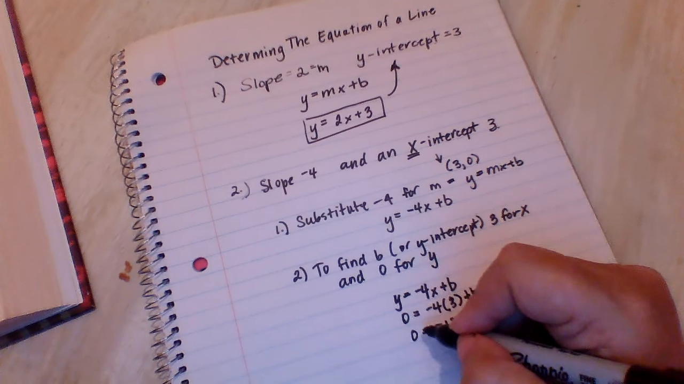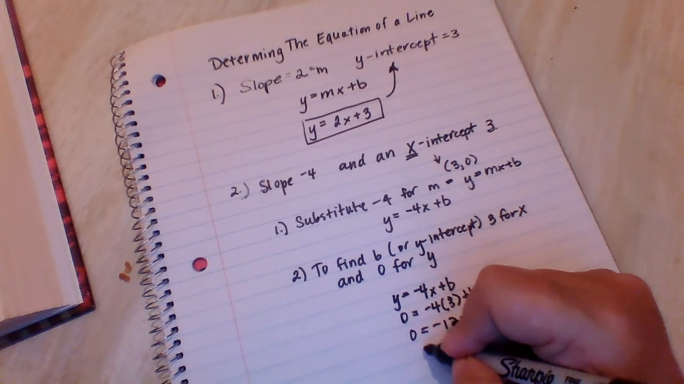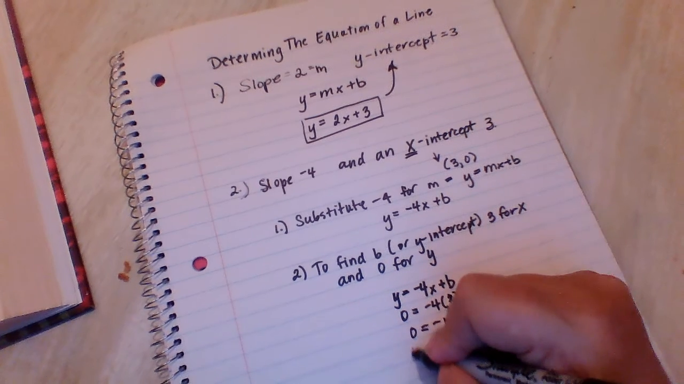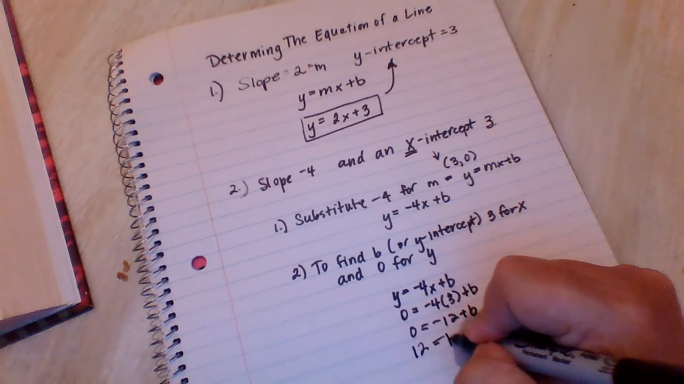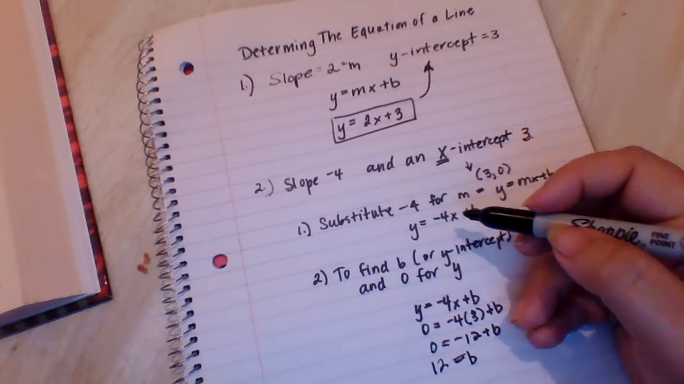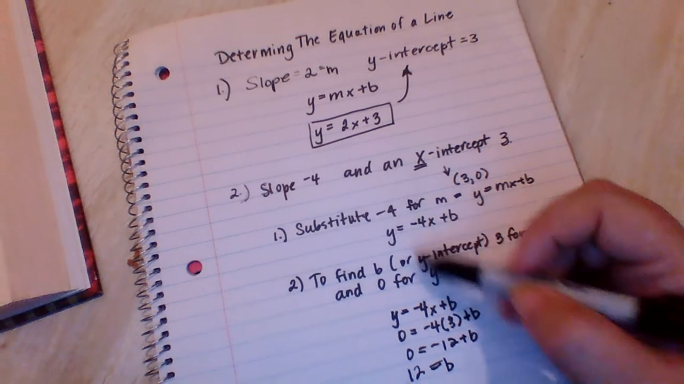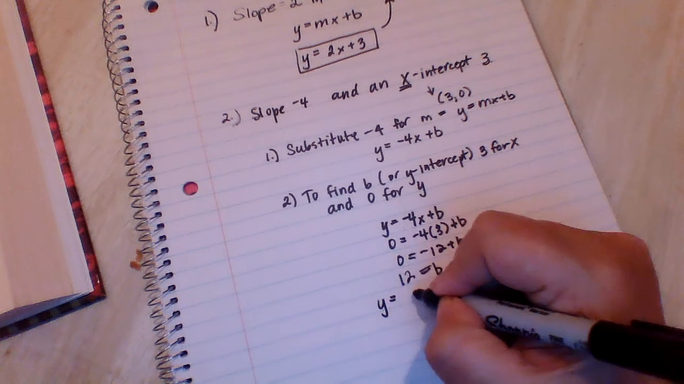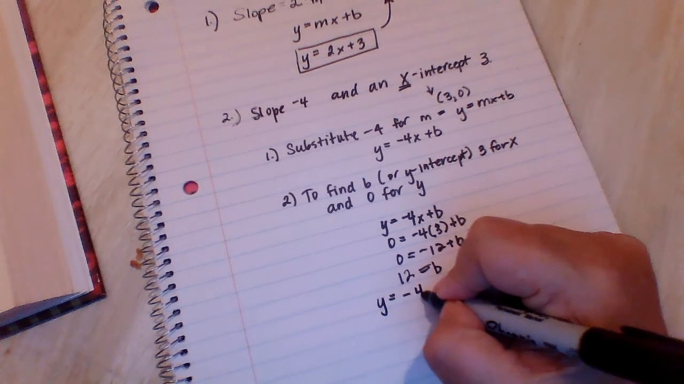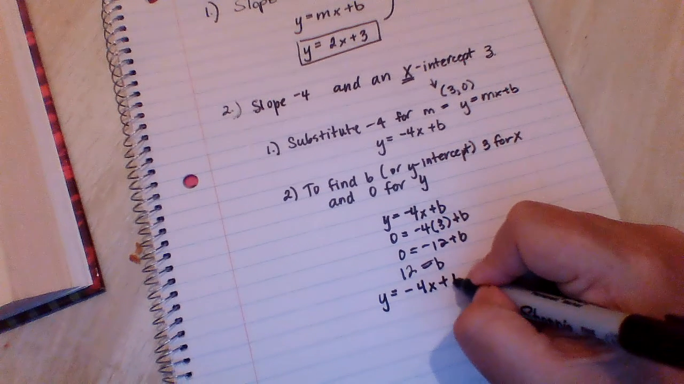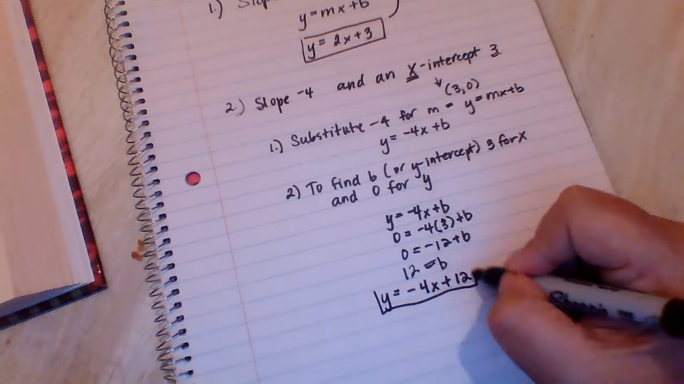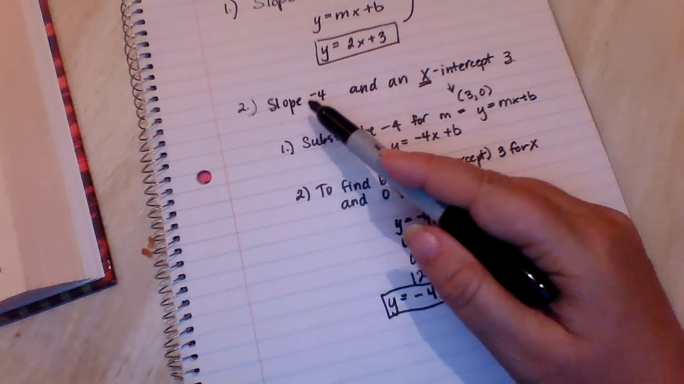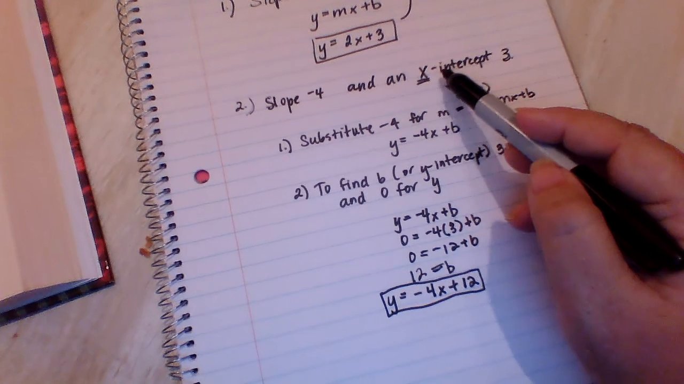And then we're just going to bring that over to the other side to get our y-intercept. So we're going to add 12 to both sides, and that's going to give us 12 equals b. So now we have our slope of -4 and our y-intercept. So when we write this equation, we're going to have y equals -4x plus 12. So we wrote our equation for this line given the slope of -4 and the x-intercept.